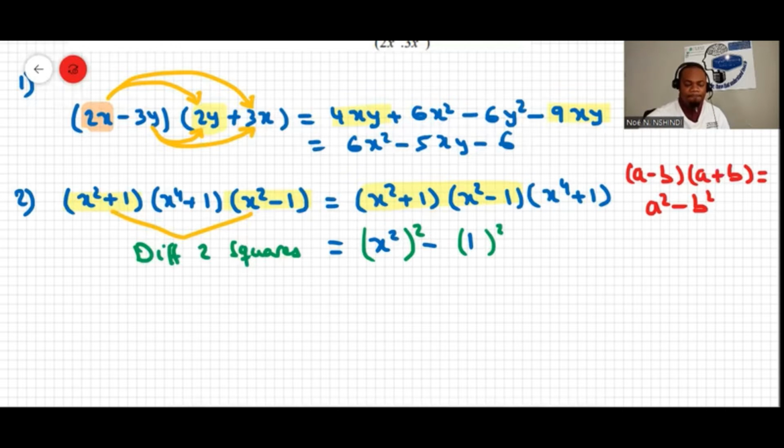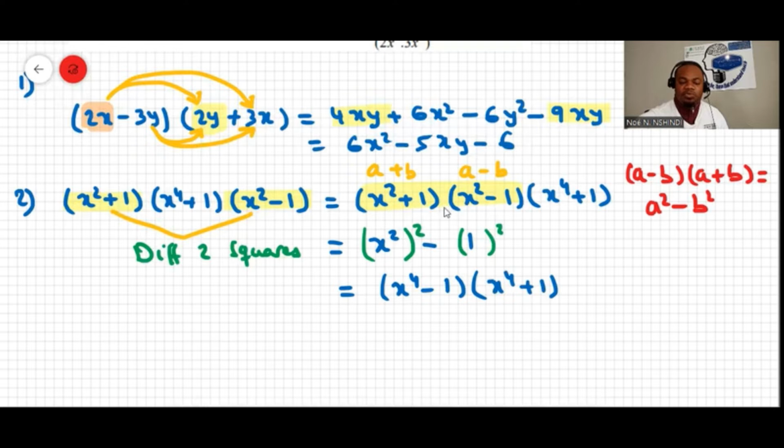We have a plus b and then a minus b there. So now a is x squared and b is 1. Now I just have x squared to the power of 2 and then 1 to the power of 2. This will be x to the power of 4 minus 1 times x to the power of 4 plus 1. Let me not put the equal sign so we don't get confused. I just work out this is that, and then multiply by that.